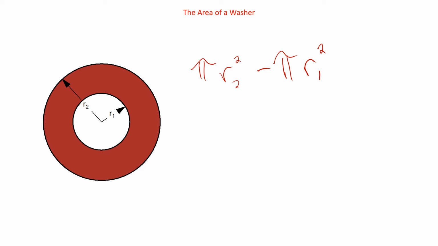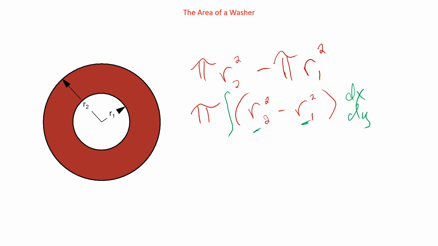Notice the pi's are in both places. We can factor the pi out. So we'll end up with pi times r2 squared minus r1 squared. And then we're going to end up finding the antiderivative, and we'll get a dx on the end or dy on the end, and these will have to be written as x or y, just like in the disk method, just like what we were just doing. It's just we have two of them.